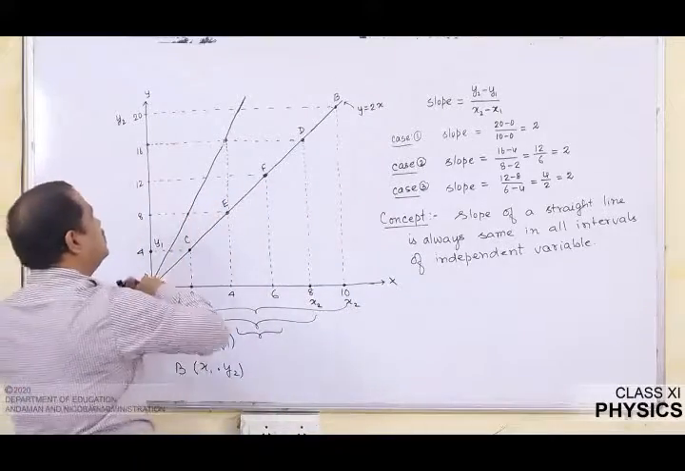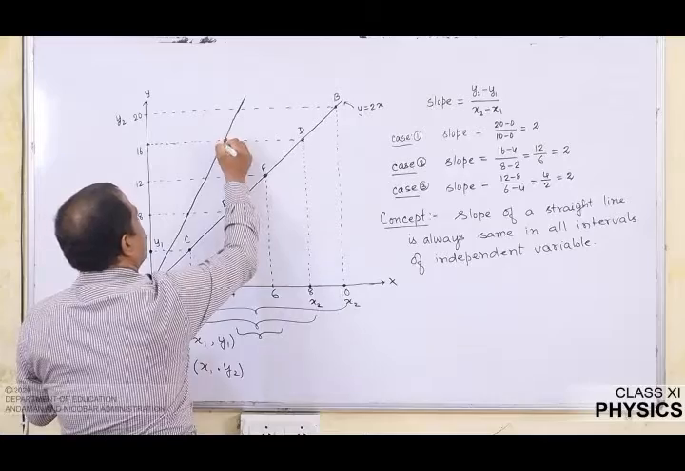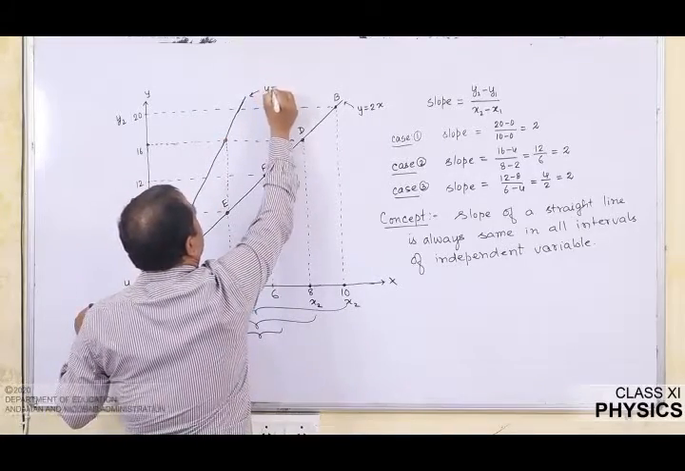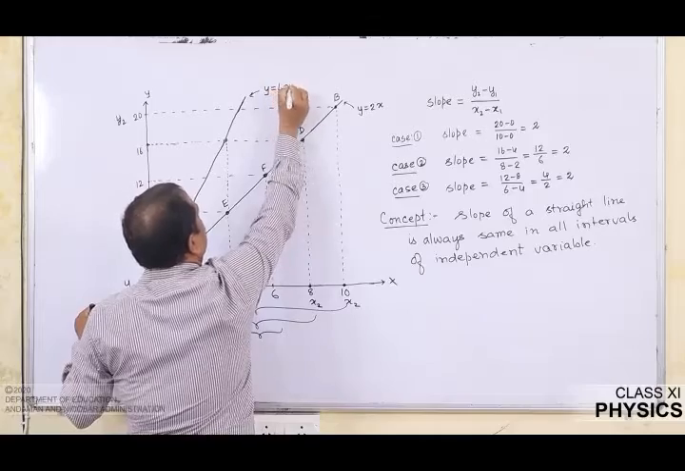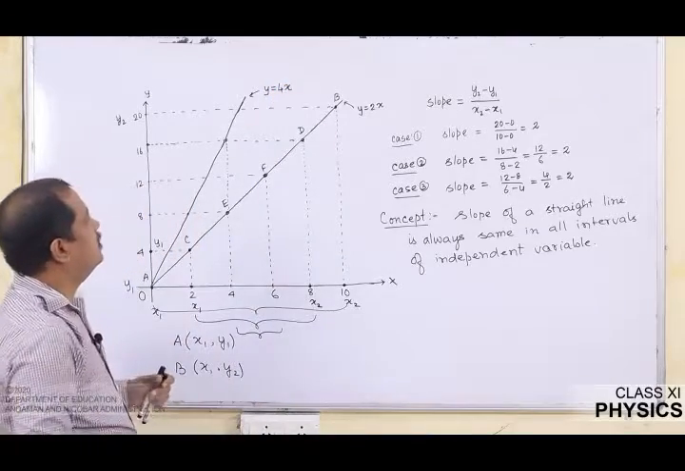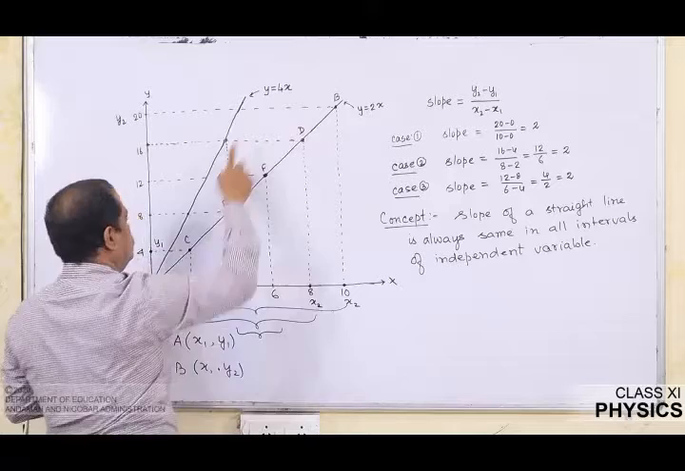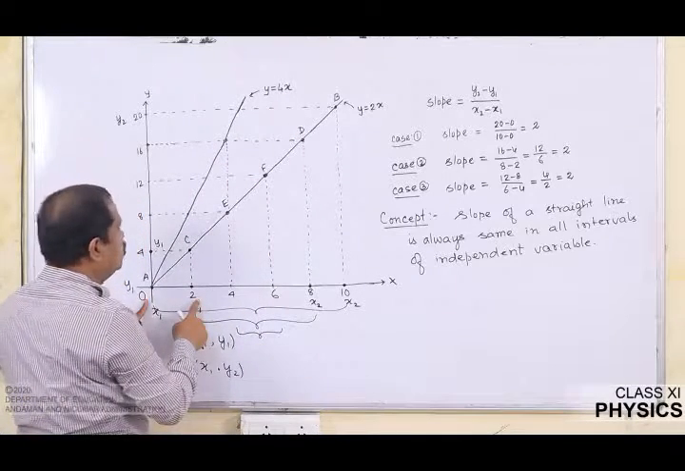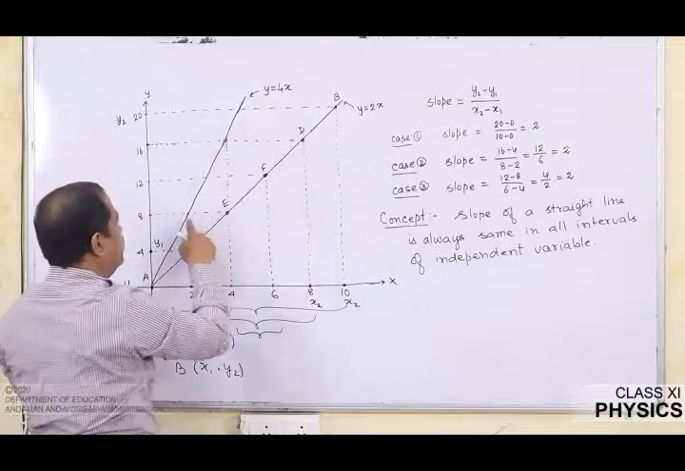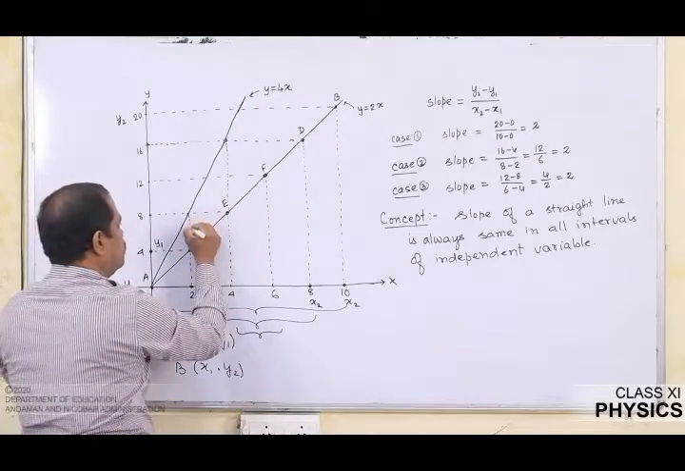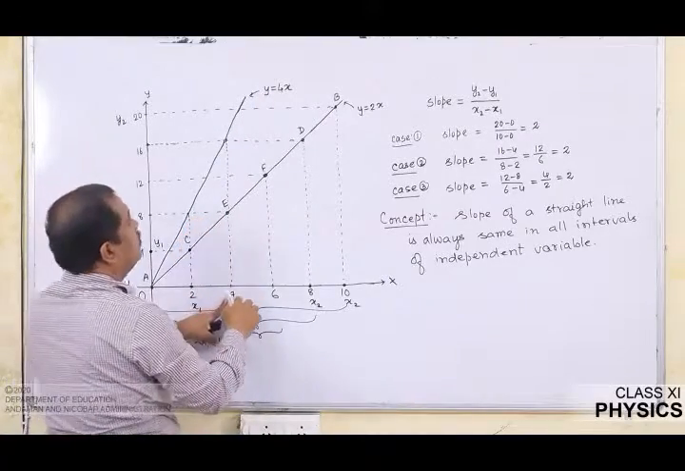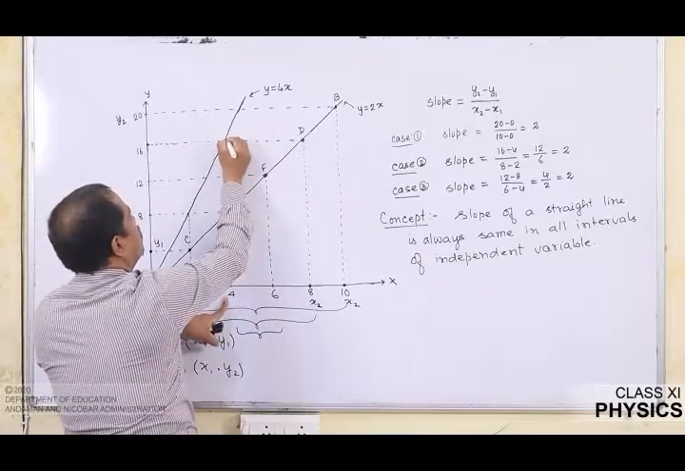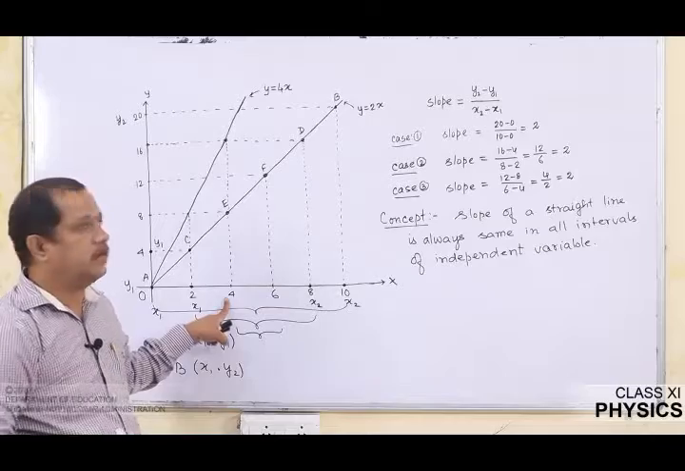I have a second straight line, and this line is governed by the expression y is equal to 4x. So, in this case, when I have the value of x as 0, y is 0. When I have the value of x as 2, y becomes 8, and when the value of x is 4, y becomes 16. So, this is how this straight line graph is.